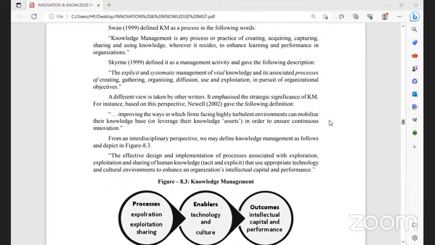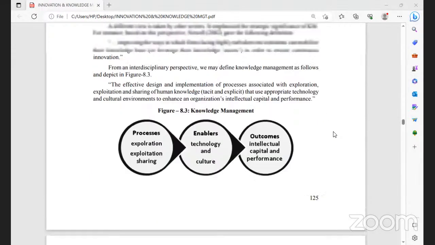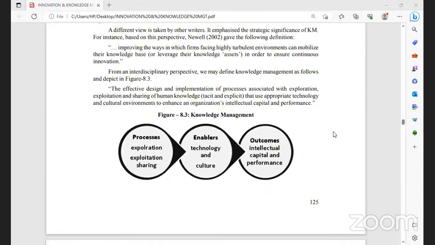Means for continuous innovation purpose, this knowledge acts like a pillar basement. The effective design and implementation of processes associated with exploration, exploitation, and sharing of human knowledge that use appropriate technology and cultural environments to enhance an organization's intellectual capital and performance.